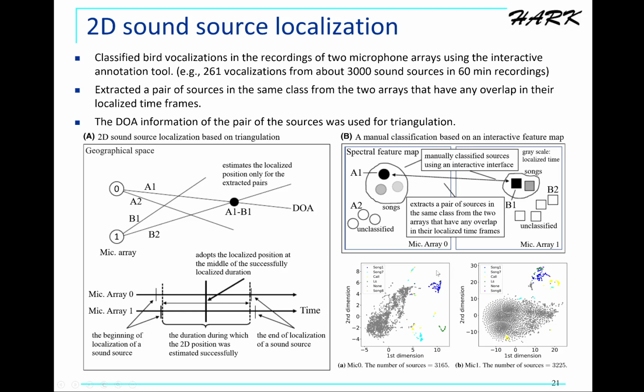And then we extracted a pair of sources in the same classes from two arrays that have any overlap in the localized time frame, and the DOA information of the pair of sources was used for the triangulation, like this. Please look at our paper for details.